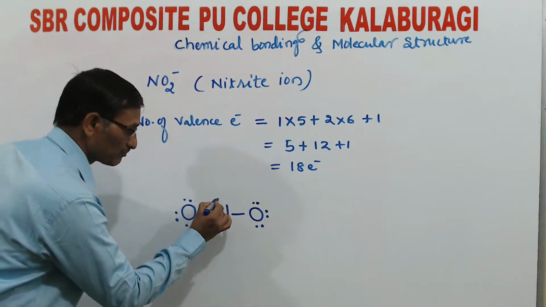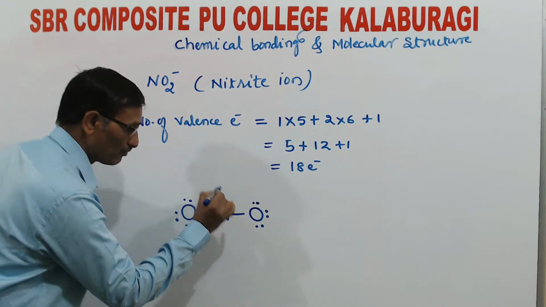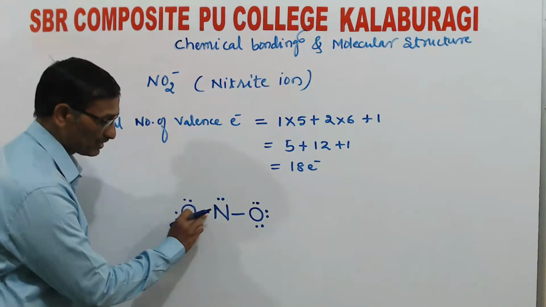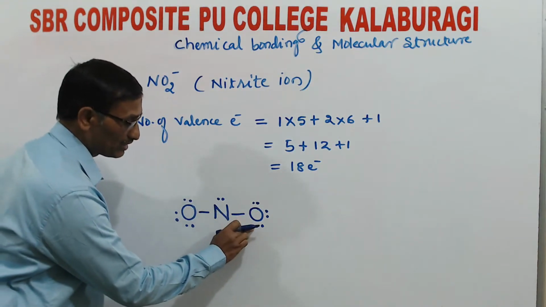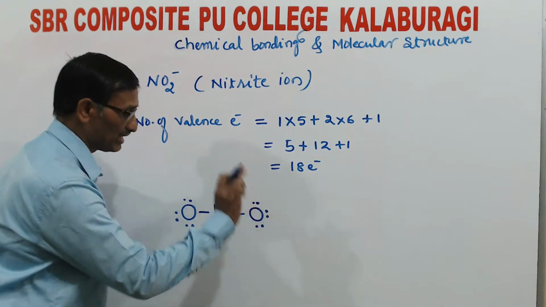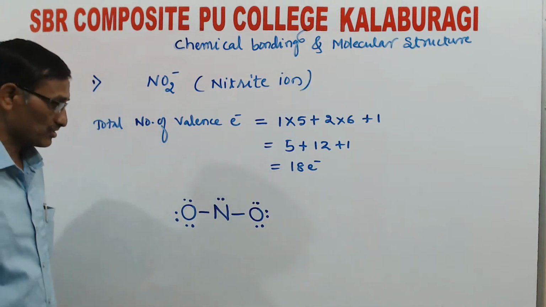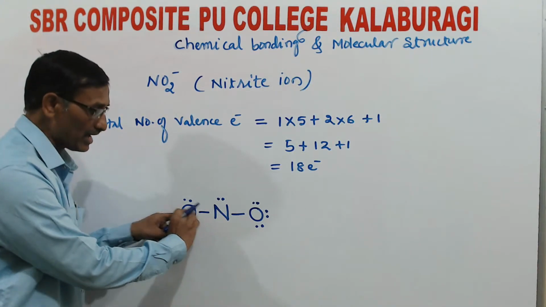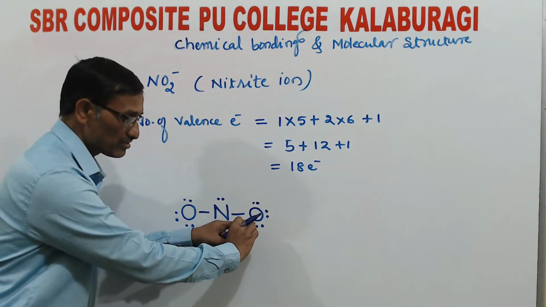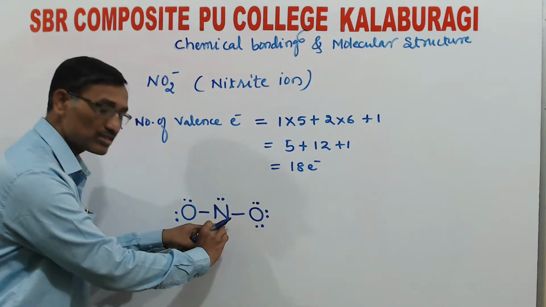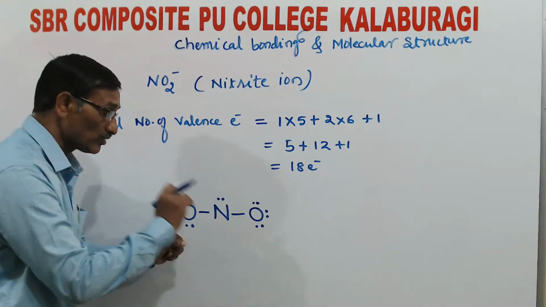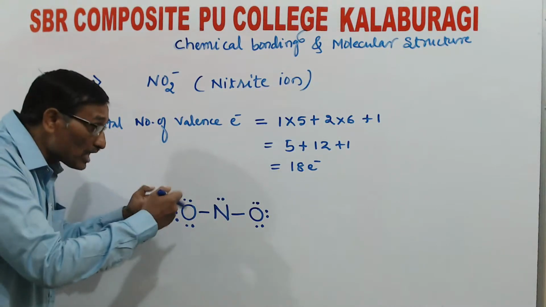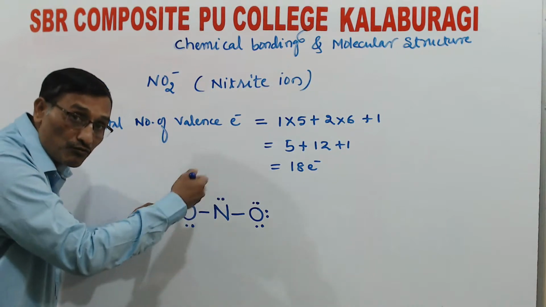Now let us see here. In this case, 1, 2, 3, up to 18. Now the question arises: this oxygen atom has already acquired the 8 configuration, this oxygen atom too. What about this nitrogen atom? No. Now what are you going to do in this case? These lone pair electrons are utilized for which purpose? To form a double bond.